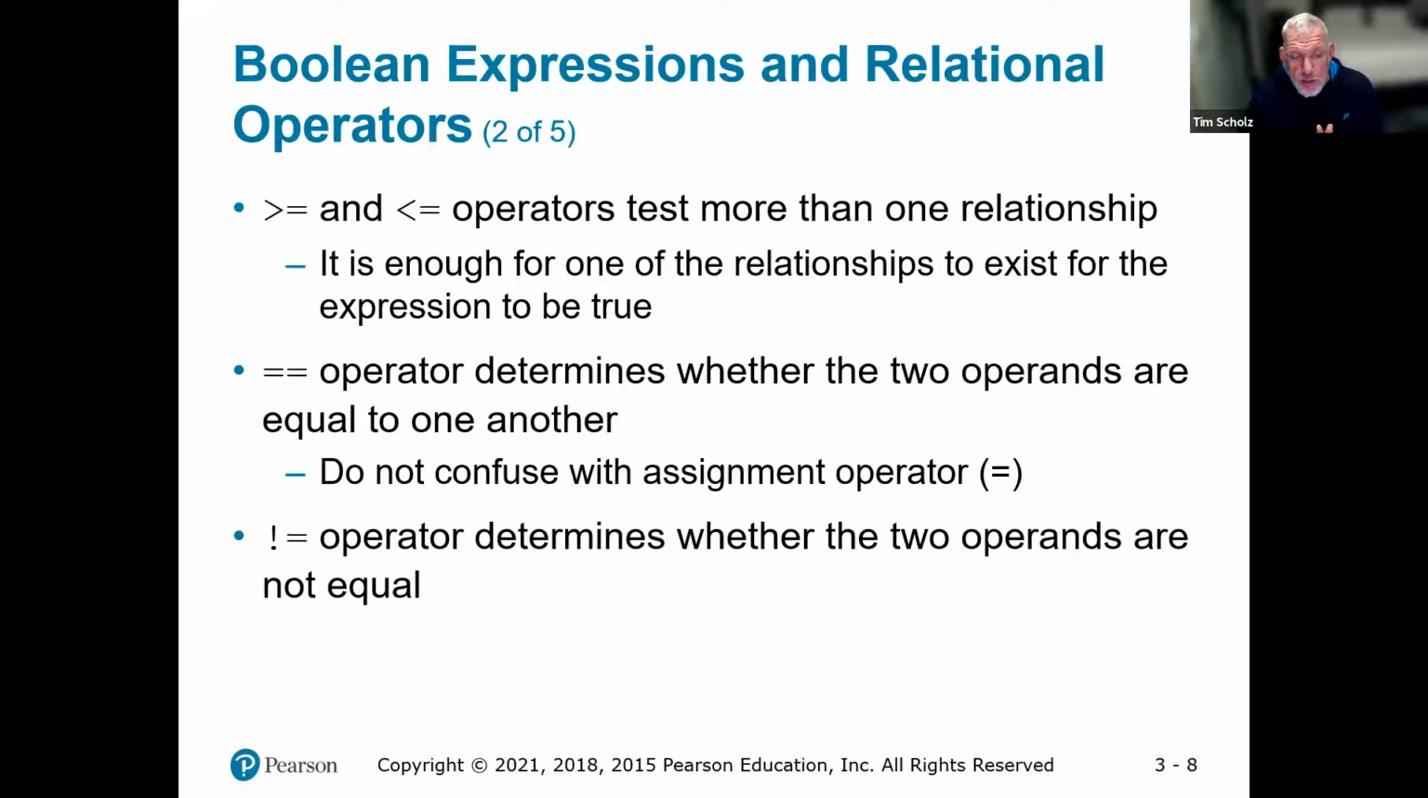Now, when we're looking to determine if two values are equal, you might say, well, we can just use this equal sign. That should work, right? But the equal sign is not a comparison operator. The equal sign is an assignment operator. When I have a variable and I want to assign a value to it, I use just one equal sign. When I want to compare items, I have to use two equal signs.